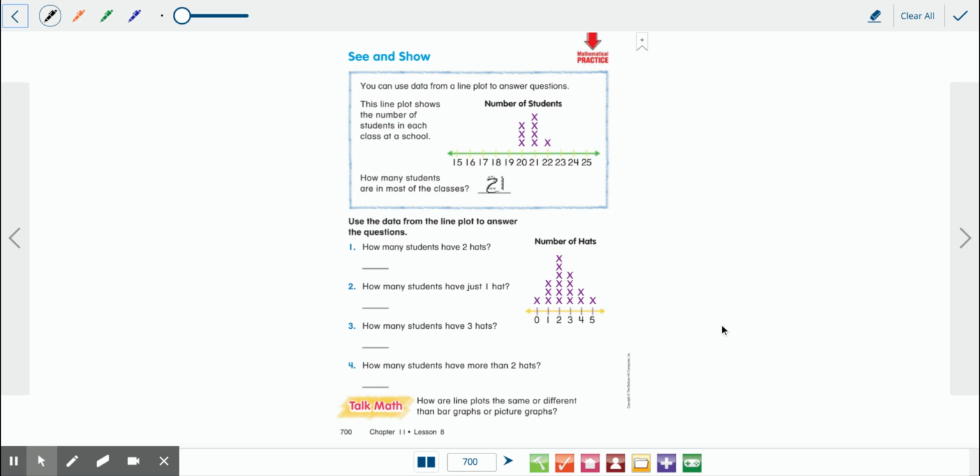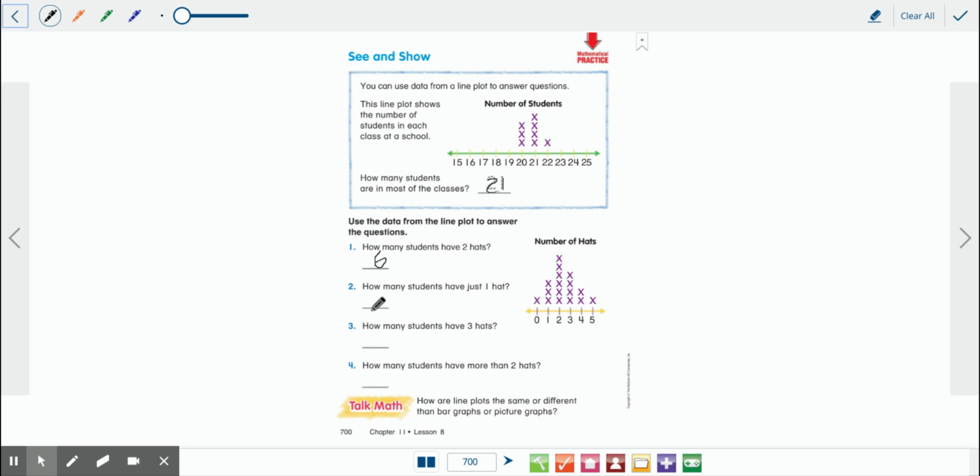So now we're going to look at the line plot titled Number of Hats. And we're going to use that line plot to answer questions 1 through 4. So I see the number of hats, and then I see how many people have each of those numbers. So question 1 says, how many students have 2 hats? So I have to find my number 2 on my number line, and I'm going to count the X's. 1, 2, 3, 4, 5, 6. 6 students have 2 hats.